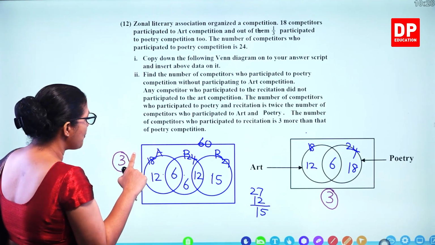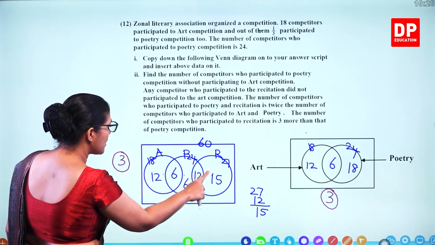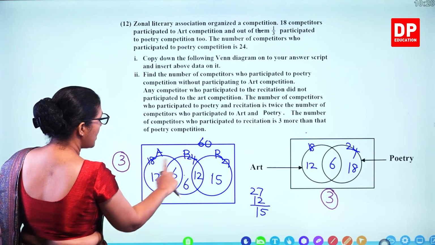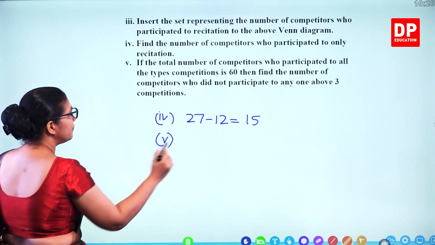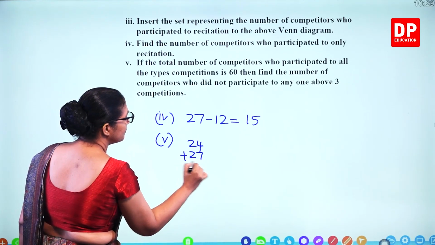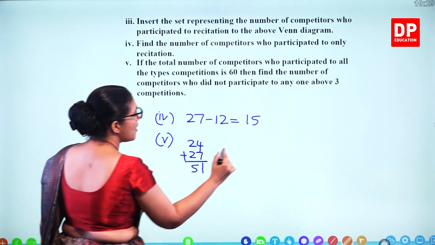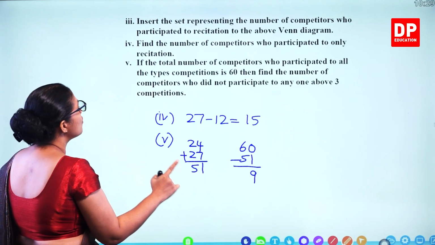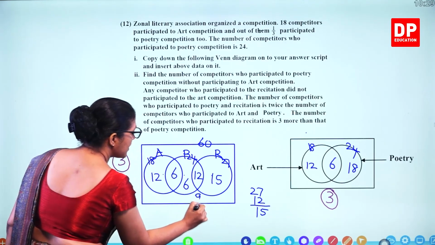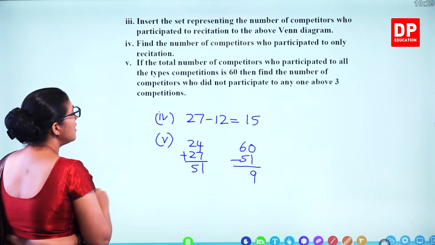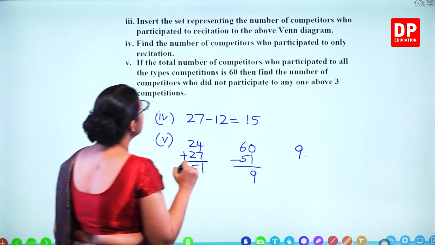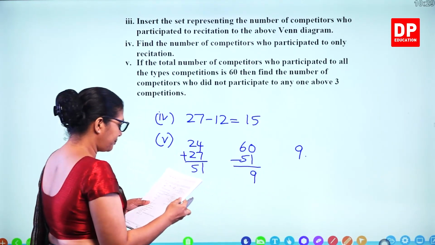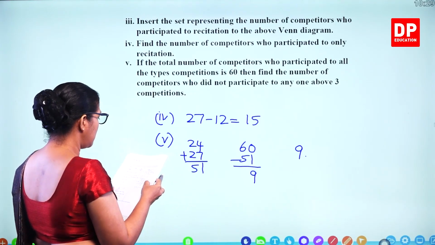Now we can add and subtract from 60 to get the outside number. So what's the total here? We'll take, this is 24 plus 27. 24 plus 27, 51 subtracted from 60. That's 9. So 9 is outside this one. So the answer for the last part is 9. Now we'll see how many marks for that. 1 mark.